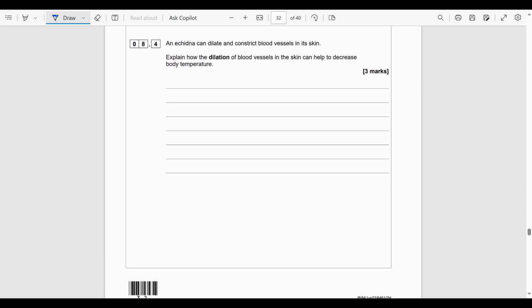Okay, 8.4. An echidna can dilate and constrict blood vessels in its skin. Explain how the dilation of blood vessels in the skin can help decrease the body temperature. So dilation, it's talking about vasodilation now. So this is control of body temperature. So how is this dilation of blood vessels going to help decrease the body temperature?